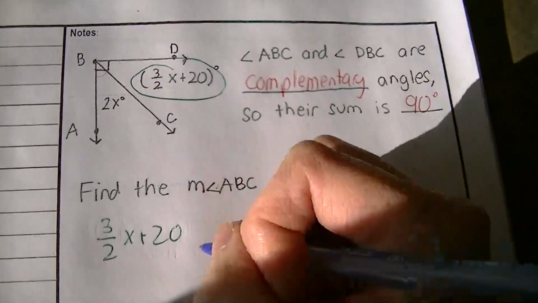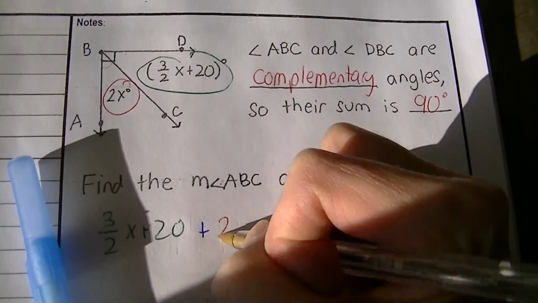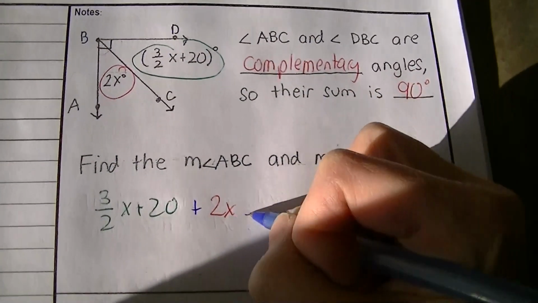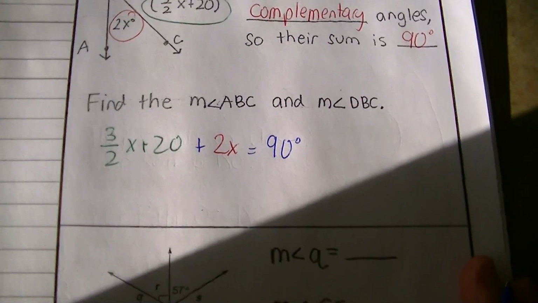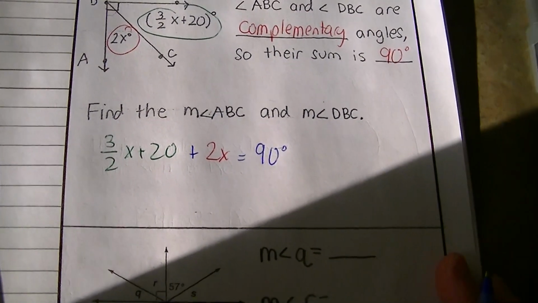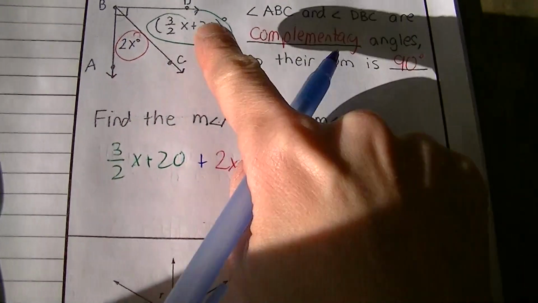So I know that this right here plus this right here will have a sum of 90 degrees, okay? So now we just got to simplify it, and then we can build it to figure out what x is equal to, and once you get what x is, you substitute it back in, okay?